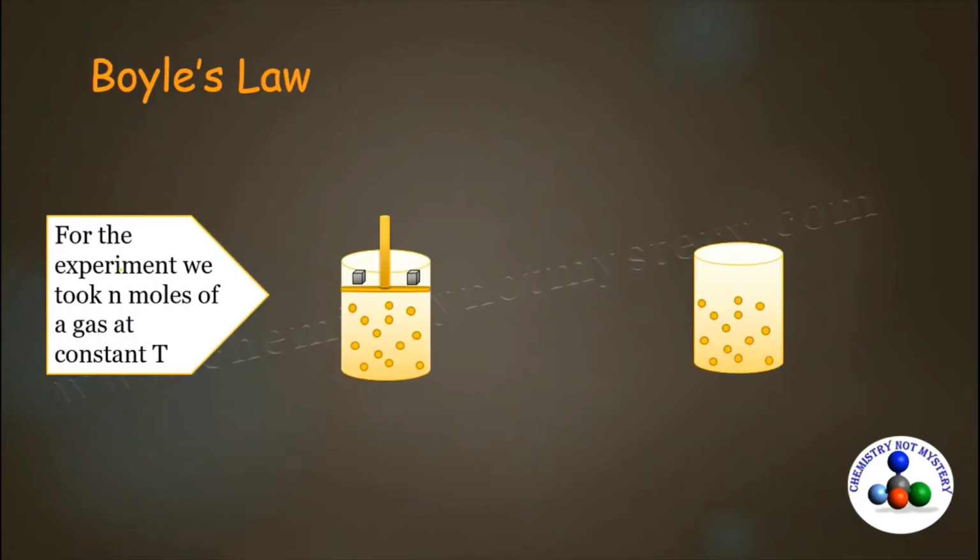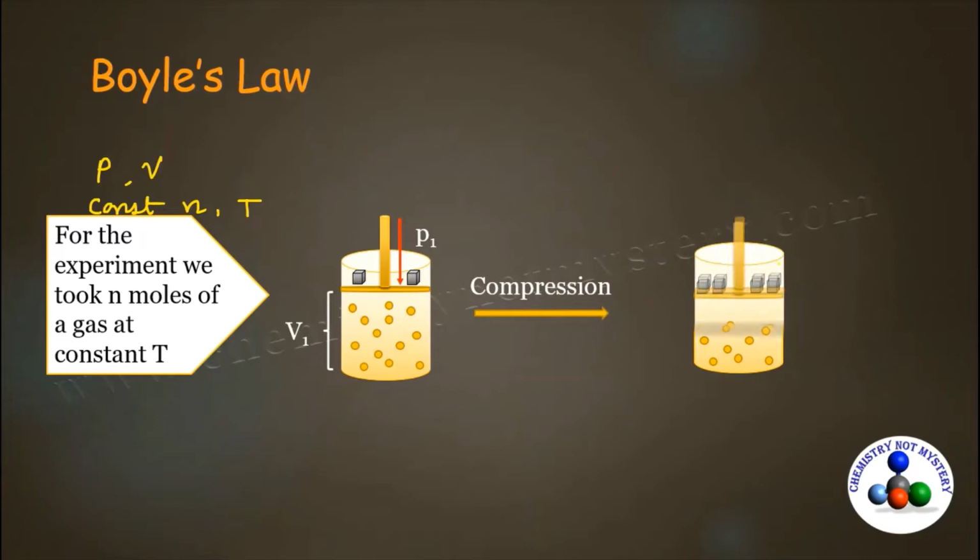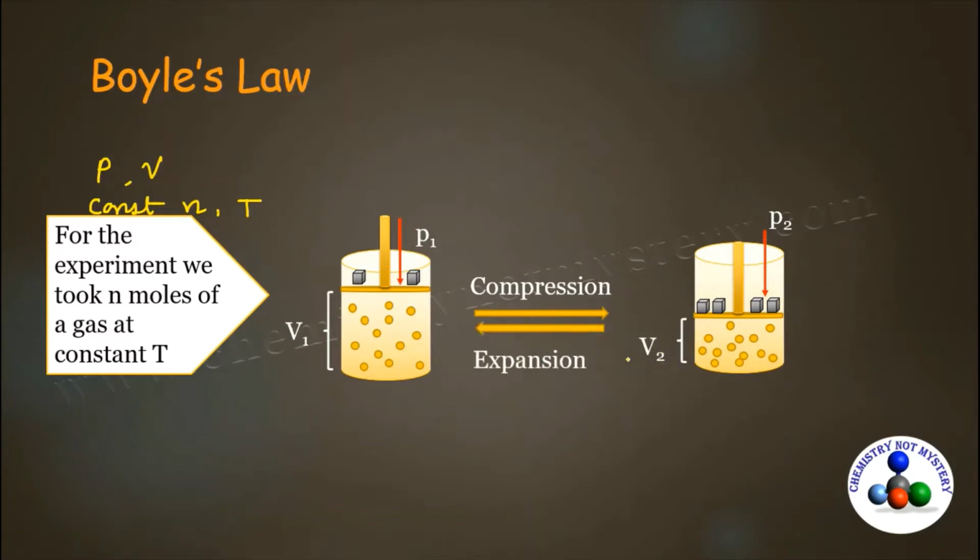Here, for the experiment, we took n number of moles of gas at constant temperature, because we want to establish the relation between pressure and volume at constant number of moles of gas and temperature. Here, P1 pressure is applied and the volume of the container is V1. When we compress this gas by increasing pressure on it, the volume reduces to V2. When we reverse the process, we will get expansion.